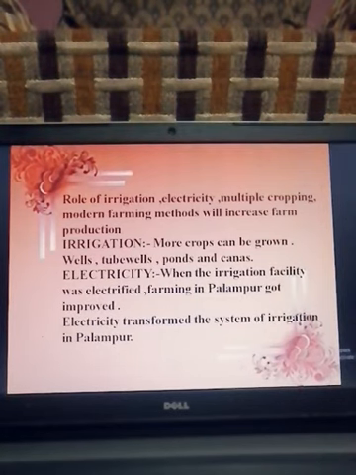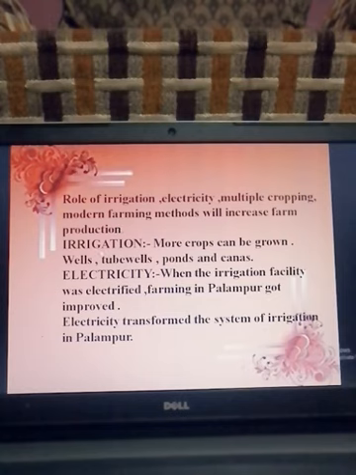In this, land is fixed, and more than one crop can be grown on the same land. Now for that you can see there are some roles, like the role of irrigation, electricity, multiple cropping as I told you, and modern farming methods. These are the things that will increase the farm production. How? I'll tell you how they are all linked to each other.